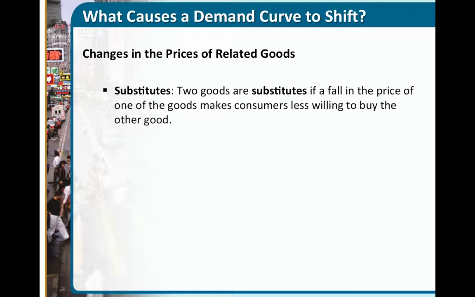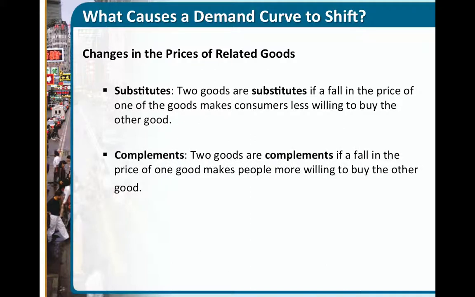Complements is another change in price of related goods. Two goods are complements if the fall in the price of one good makes people more willing to buy the other good. So, using my food example, cereal and milk. If the price of milk falls, people will be more willing to buy cereal.